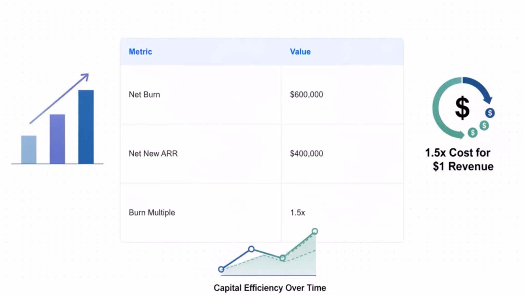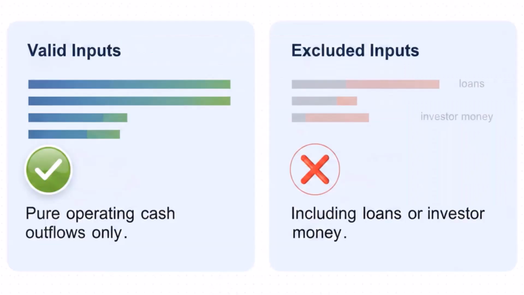Say a startup burns $600,000 in a quarter to add $400,000 of net new annual recurring revenue. Run that through the formula, and it results in a 1.5x multiple. So basically, they're spending $1.50 for every dollar of new recurring revenue. But to get this metric right, you have to be very precise about your inputs.